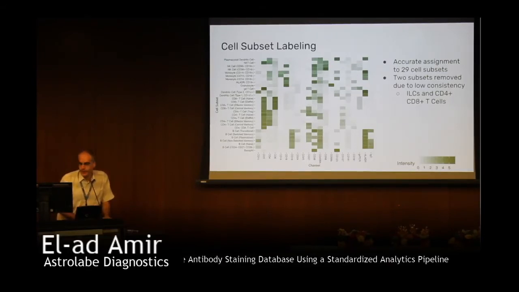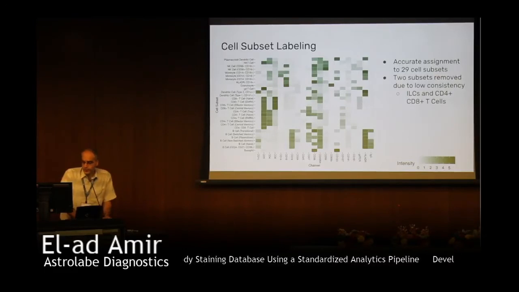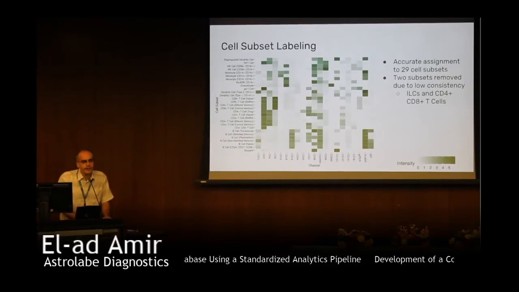We did drop two subsets from further analysis, the ILCs and the double positive T cells, because when we examined them through our quality control metrics, we could not get a consistent labeling across the different samples. So what you're seeing here are the 29 subsets that remained after quality control.